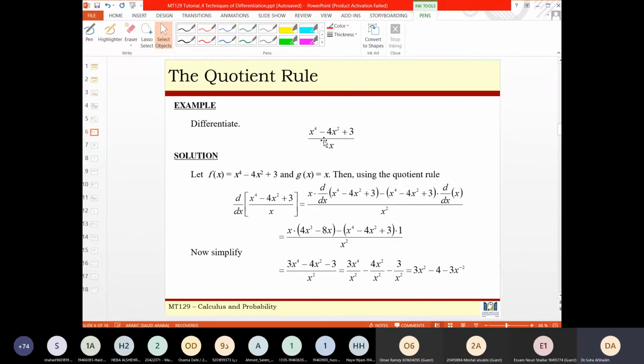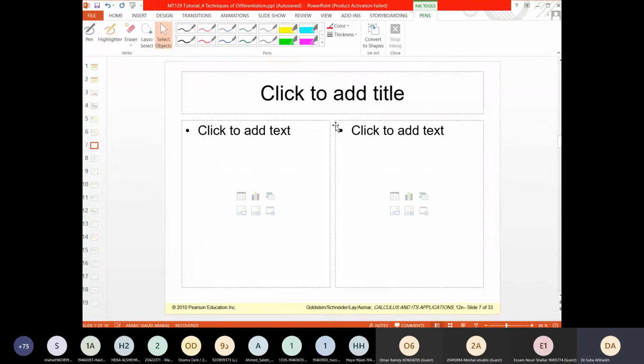They want you to find the derivative, differentiate this function: x^4 minus 4x squared plus 3, divided by x. Clearly this is a quotient, right? It has a top and a bottom. Now how can I find the derivative of this? Actually we have two ways to do it.